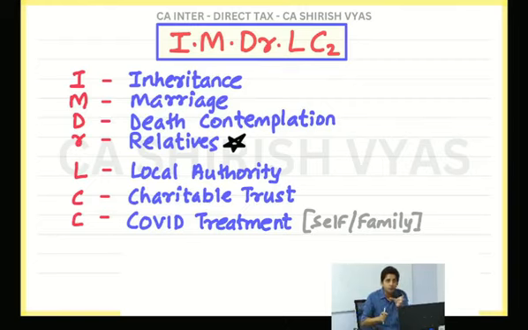See, in COVID also, who should have COVID is defined: self or family. And family means what? Spouse, children, dependent parents, brothers, sisters. For parents, brothers and sisters, they are saying dependent. Wife and children are part of the family. But for parents, brothers and sisters, only if they are dependent, then only COVID treatment money received as a gift will be tax free.